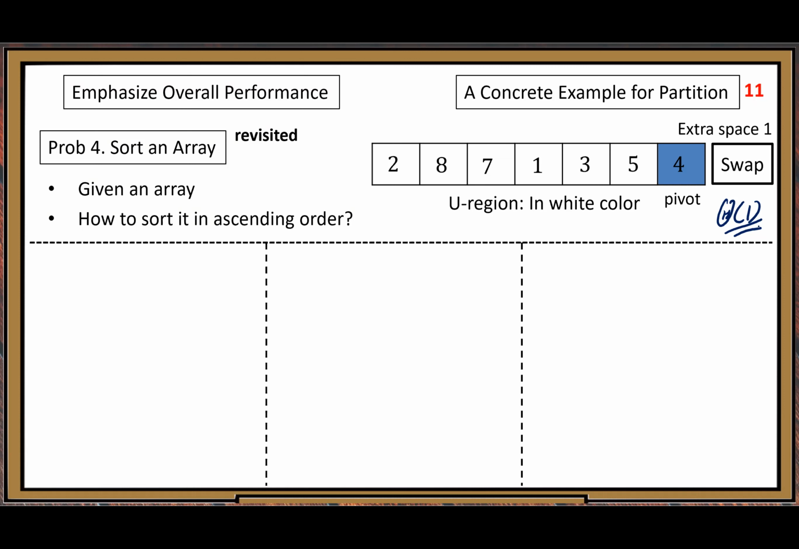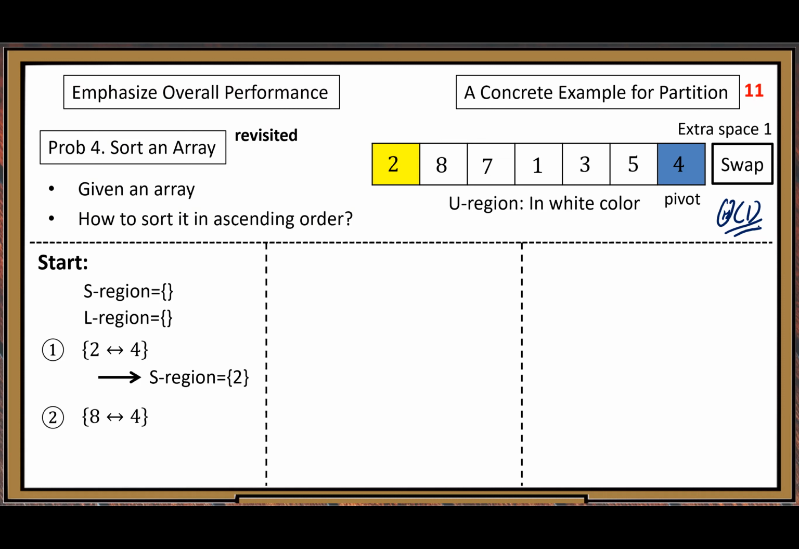Now let me run the animation here. When we start, our S region and L region are both empty like this. Step 1, let us compare the first element 2 with the pivot element 4. We know it is less than the pivot, so it should be in the S region. So we place it in the S region and we grow the S region. And we make the S region yellow color, so you can see we have the S region in yellow color.